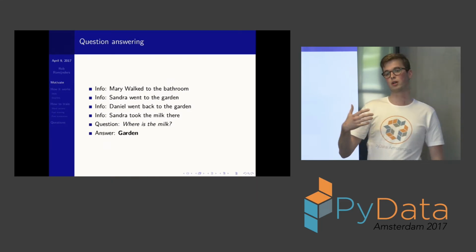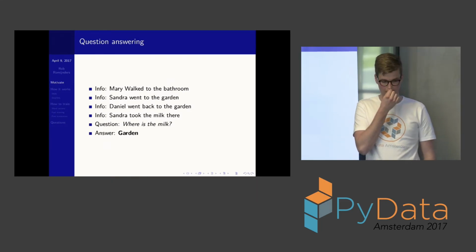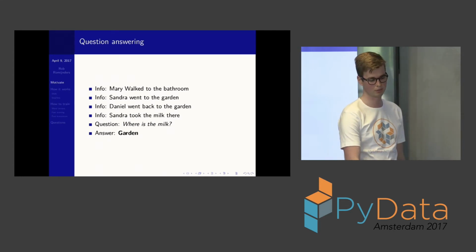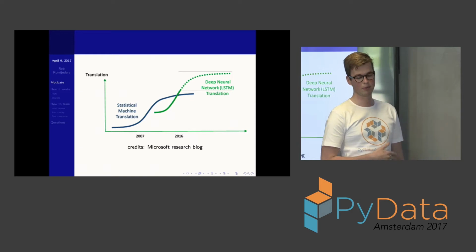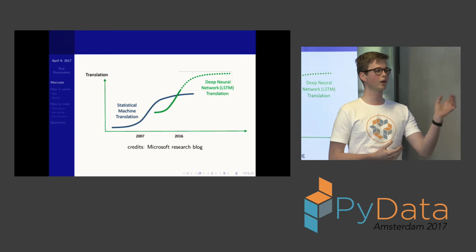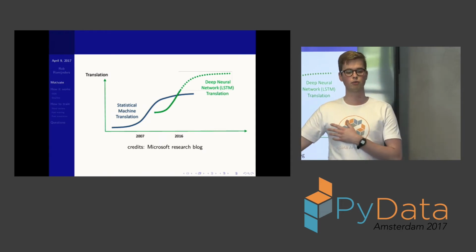And you can also do reasoning. Actually, algorithms can read a story and answer questions on top of that. But the main focus for today in natural language processing is going to be machine translation. We care about translating an English sentence to a French sentence.